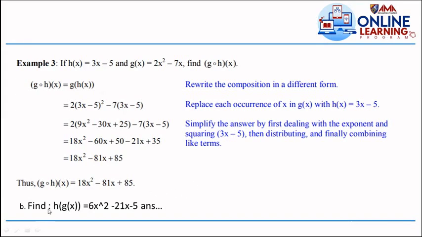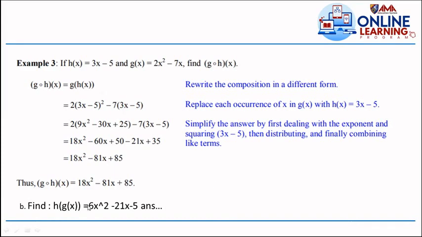Okay. Next, find h of g of x. Ito na yung next na hinahanapan natin. H of g of x. So, ano yung h natin? 3x minus 5. Okay? So, 3 multiply by, ano yung x natin? Okay? 2x squared minus 7x.